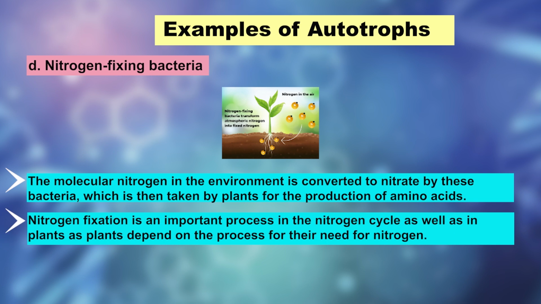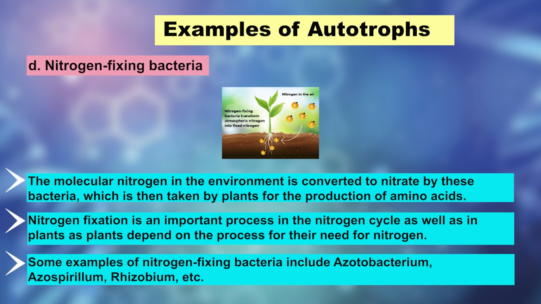So, nitrogen fixation is a very important process in the nitrogen cycle as well as in plants, and plants depend on this process for their need of nitrogen. So, some examples of nitrogen fixing bacteria are the very famous Azotobacter, Azospirillum, Rhizobium, etc. Now, how do autotrophs work in the food chain? Let us look into that.